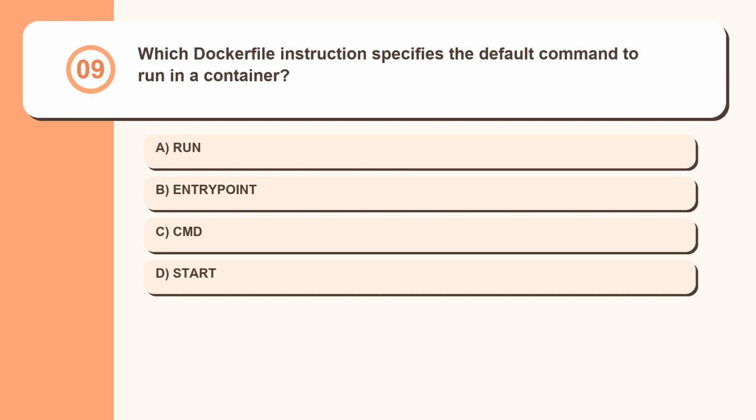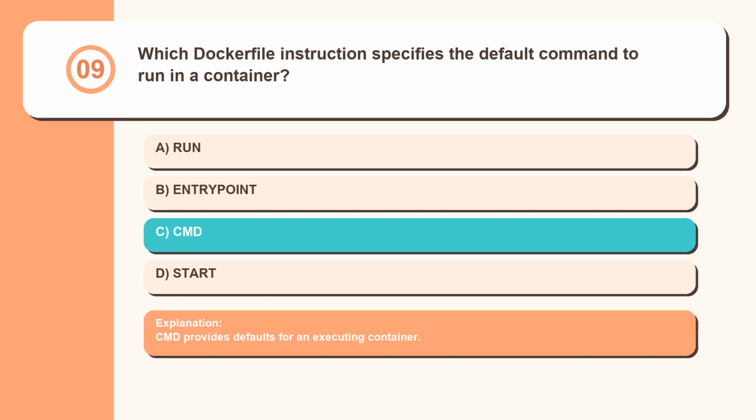Question 9. Which Dockerfile instruction specifies the default command to run in a container? RUN, ENTRYPOINT, CMD, START. CMD provides defaults for an executing container.